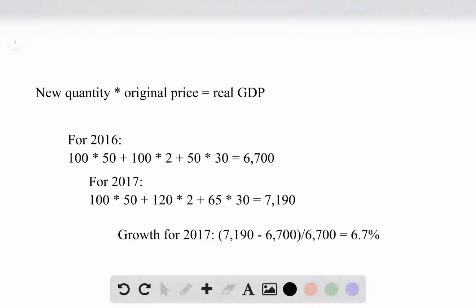So if we want to find the percentage for 2017, we take the GDP for 2017, which is 7,190. We subtract the GDP for 2016, which is 6,700, and that gives us our difference. We then divide that difference by 6,700, which was the GDP for 2016. And that is going to give us a percentage, in this case about 6.7%, for the growth we had in 2017. And because we're using real GDP, we know that this is the change in real GDP. This represents real growth, not just nominal growth.